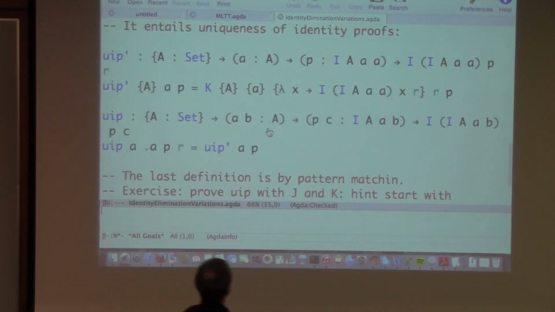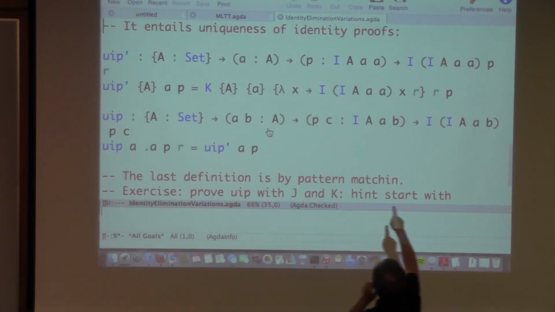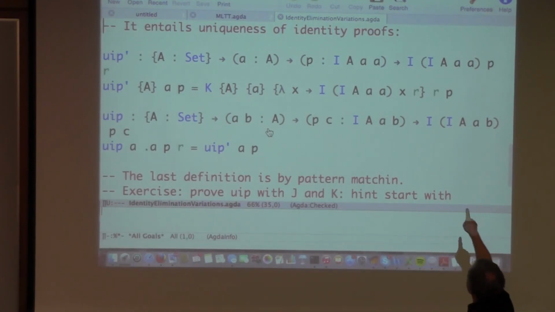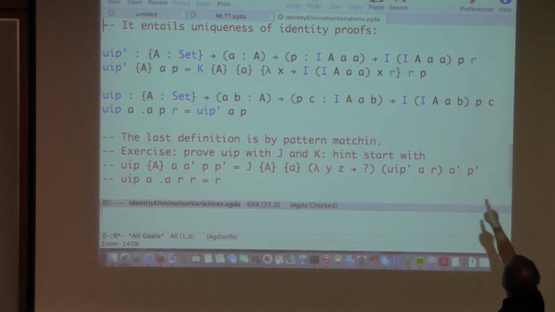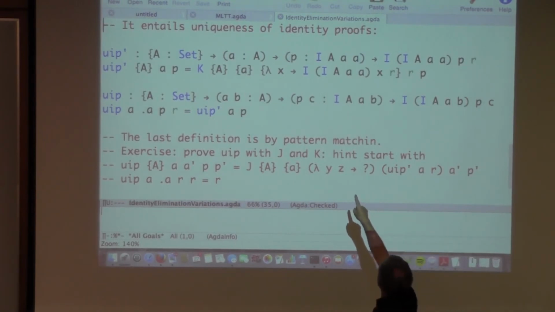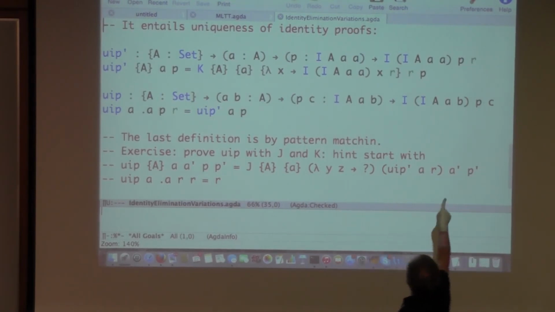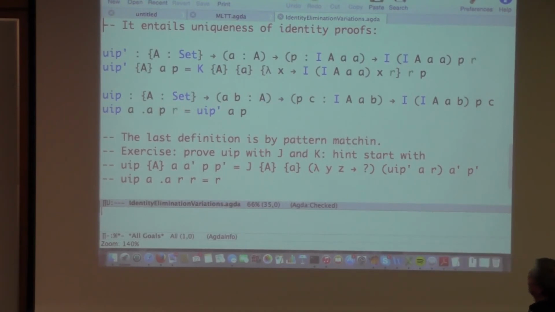So here's just a little Agda program which more or less shows that you can prove, on the bottom line, that any two proofs P and C of an identity are equal or identical. I won't go through this in detail, but if you're interested, you can study this, or even better, do it as an Agda exercise.